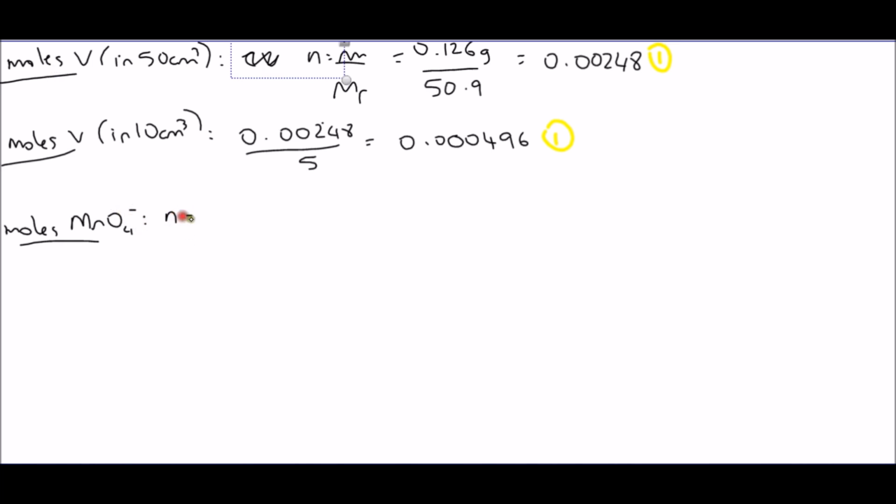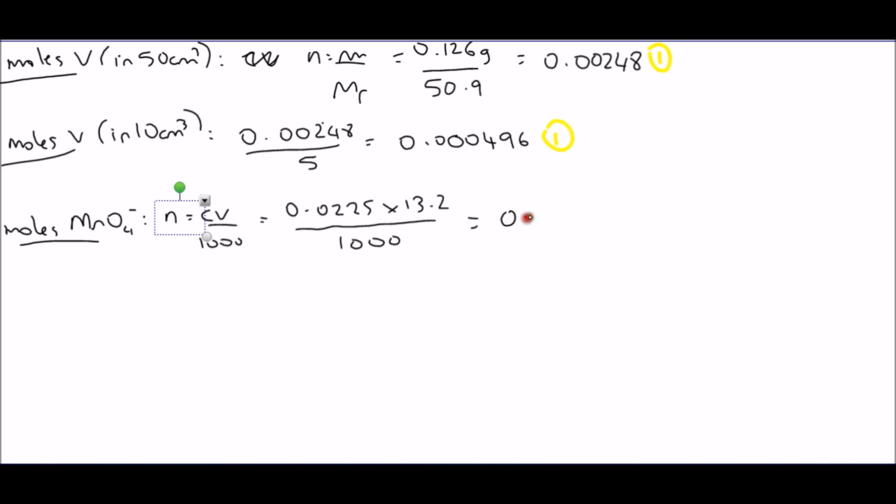So for that, we're going to use CV over 1000. Okay, on the previous page we saw that the concentration was in the question, the final titre volume was in the question, and all we're doing is putting them into our AS calculation, and that gives us the number of moles as being 0.000297. Again, very straightforward moles calculation, 3 out of 7 marks so far.